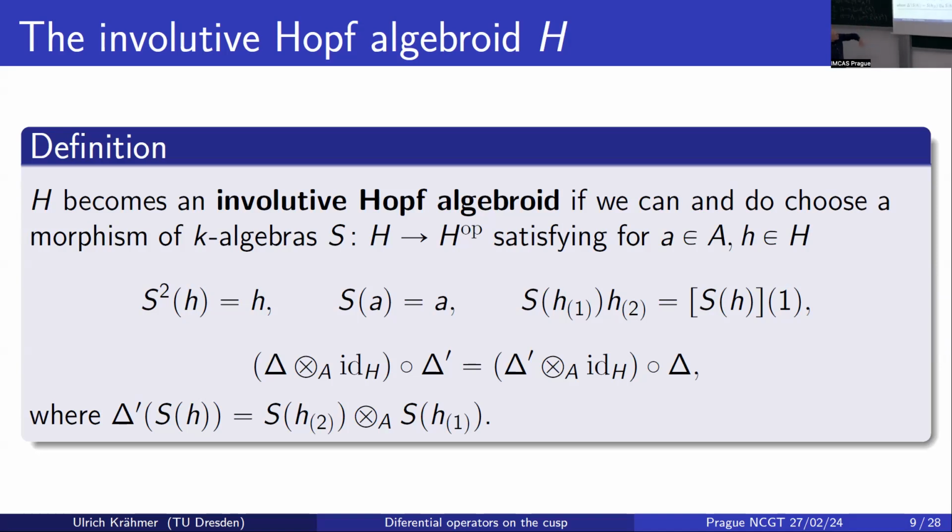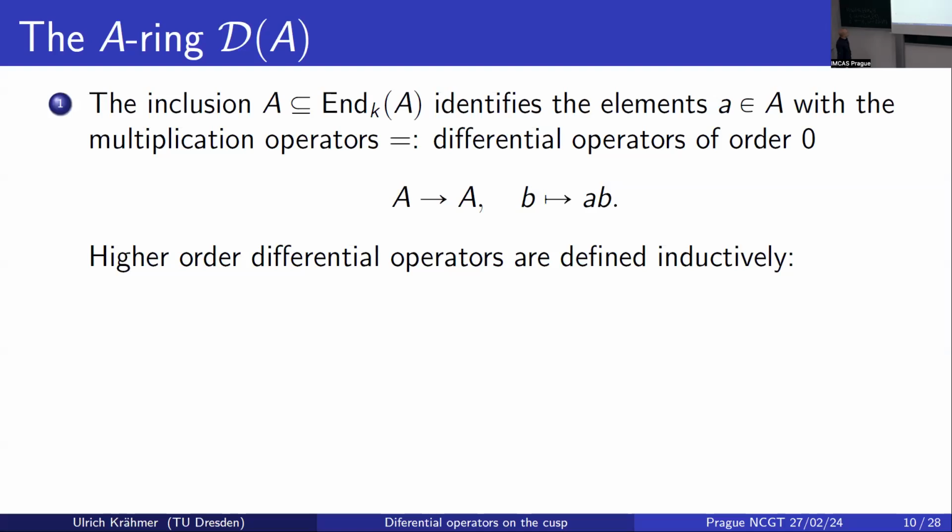If everything is finitely generated projective over the base algebra, then you can build rigidity here. You get duals of modules because you have a map from H to H up. Okay. Good. So let's suppose we know what a Hopf algebroid is.